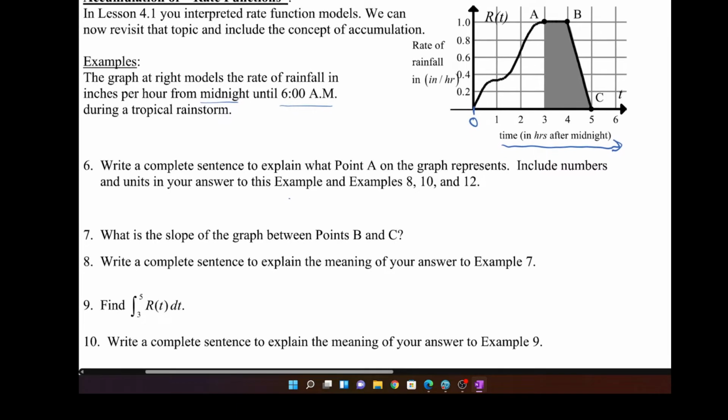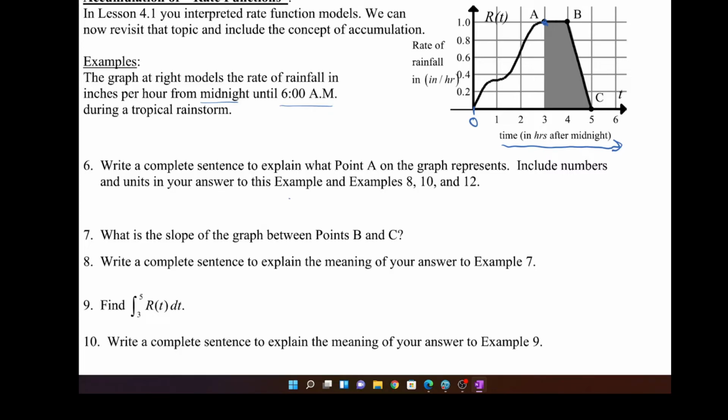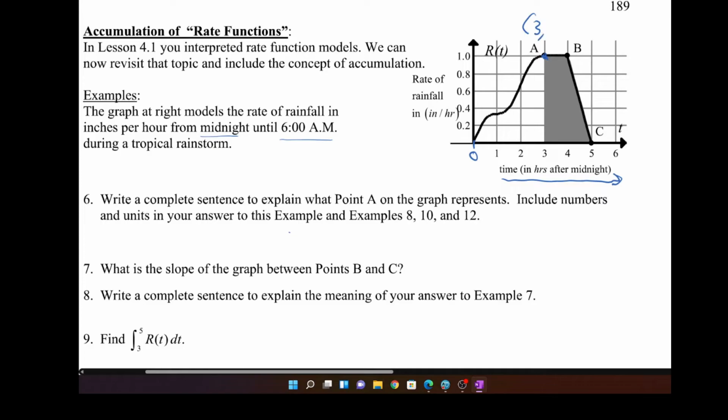Write a complete sentence to explain what point A is on that graph, include numbers and units in my answer to this example and examples 8, 10, and 12. So this moment in time is 3 a.m. and it looks like there's 1 inch of rain falling. And that's literally the sentence that I write. So at 3 a.m. rain is falling at the rate of 1 inch per hour.